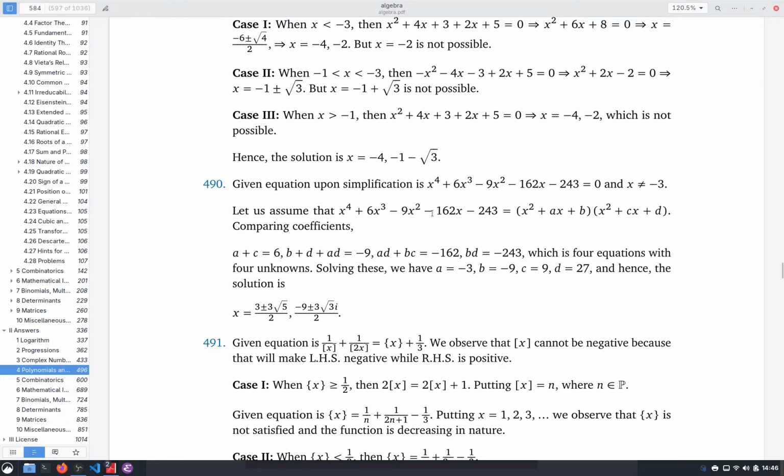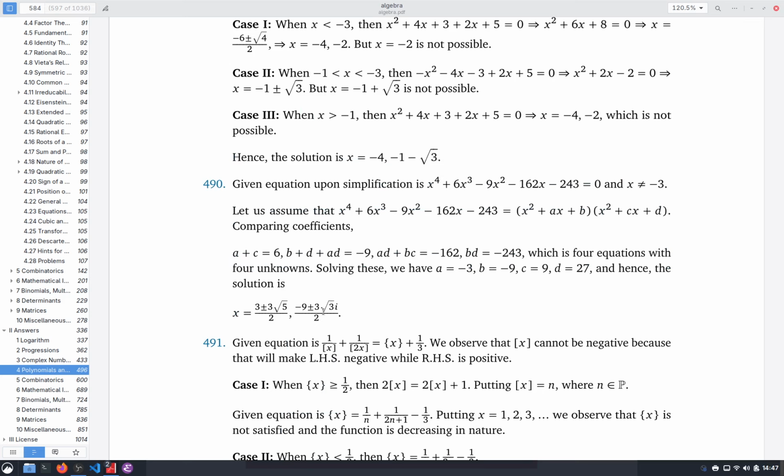Now assume that this fourth degree equation is product of two quadratic equations. Then we compare the coefficients. We get a plus c is equal to 6, b plus ad is equal to minus 9, ad plus bc is equal to minus 162, and bd is equal to minus 243. So we have four equations, four unknowns, and you solve those. You get a is equal to minus 3, b is equal to minus 9, c is equal to 9, d is equal to 27. And once you have a, b, c, d, you substitute in these two quadratic equations and solve for roots, and you get these values.